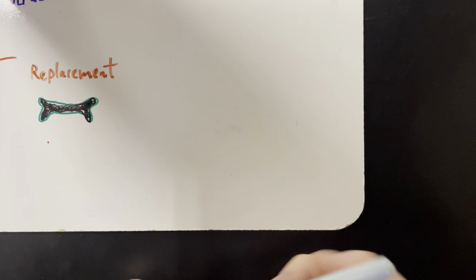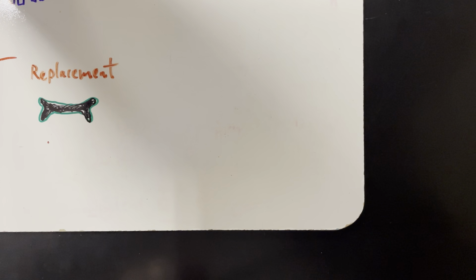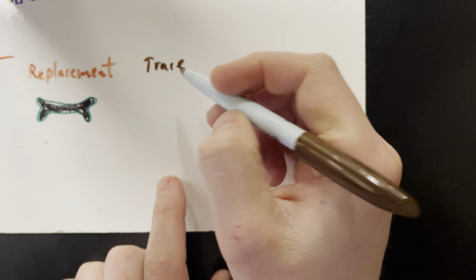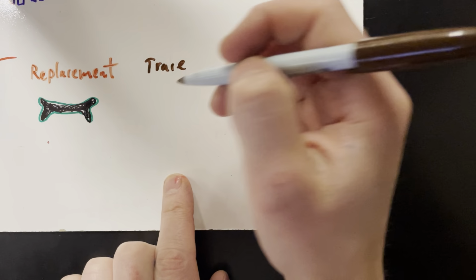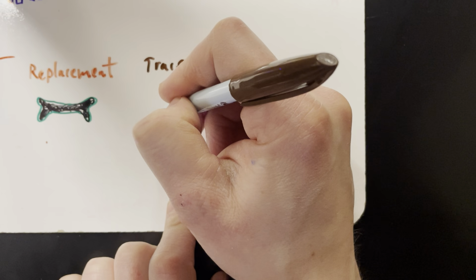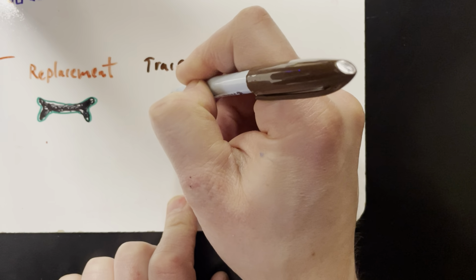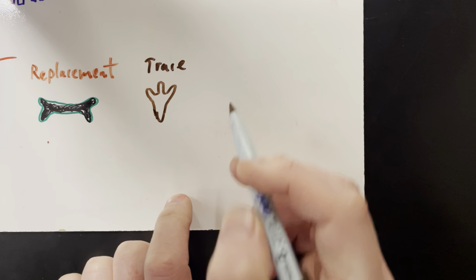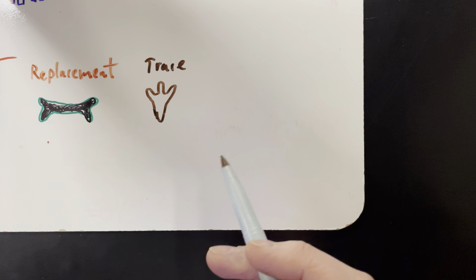Okay, any other types of fossils that you guys know about? You can have trace fossils. Trace fossils apply to not only things like coprolites, but things like footprints, right? Where an animal comes along, leaves a footprint.